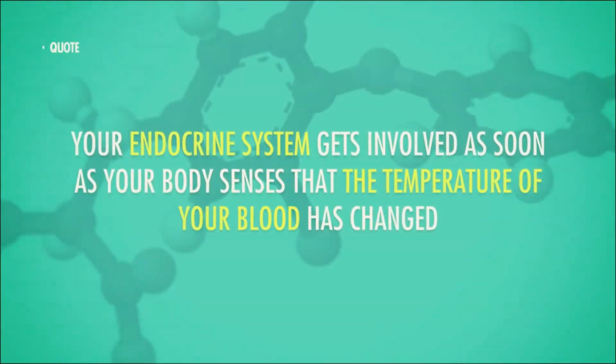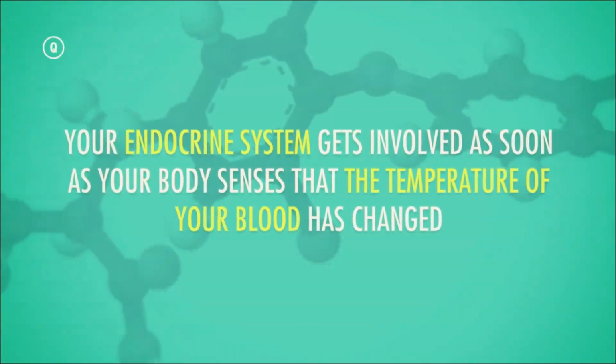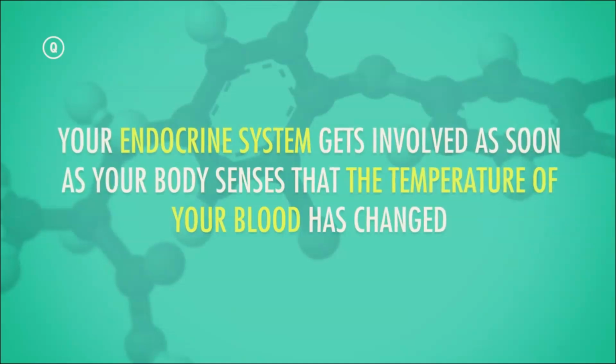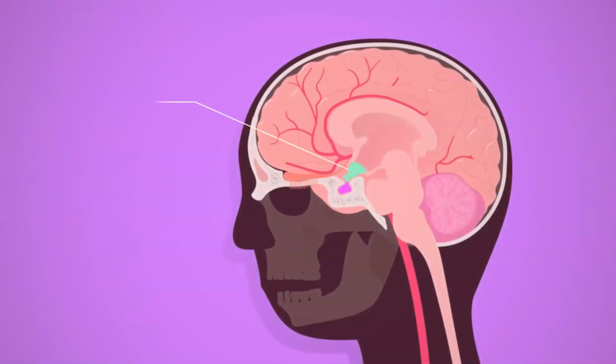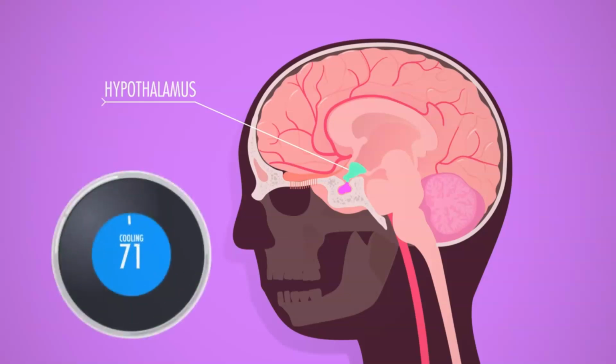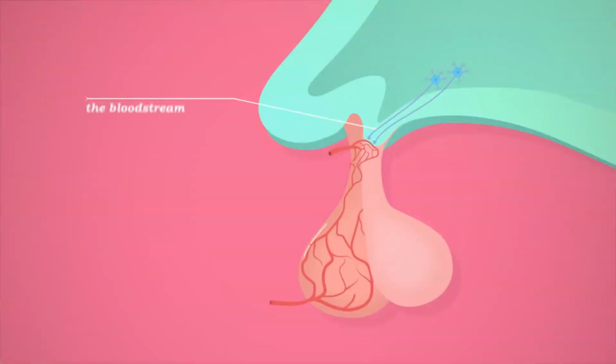Now, your nervous system, of course, has its own ways of detecting and signaling a change in temperature, but your endocrine system gets involved as soon as it senses that the temperature of your blood has changed. Your cooler than normal blood flows into your brain's hypothalamus, where it bumps up against temperature-sensitive sensory neurons, which act like a kind of thermostat. Once they detect that the temperature is below target levels, those neurons secrete thyrotropin-releasing hormone, or TRH, into the bloodstream.